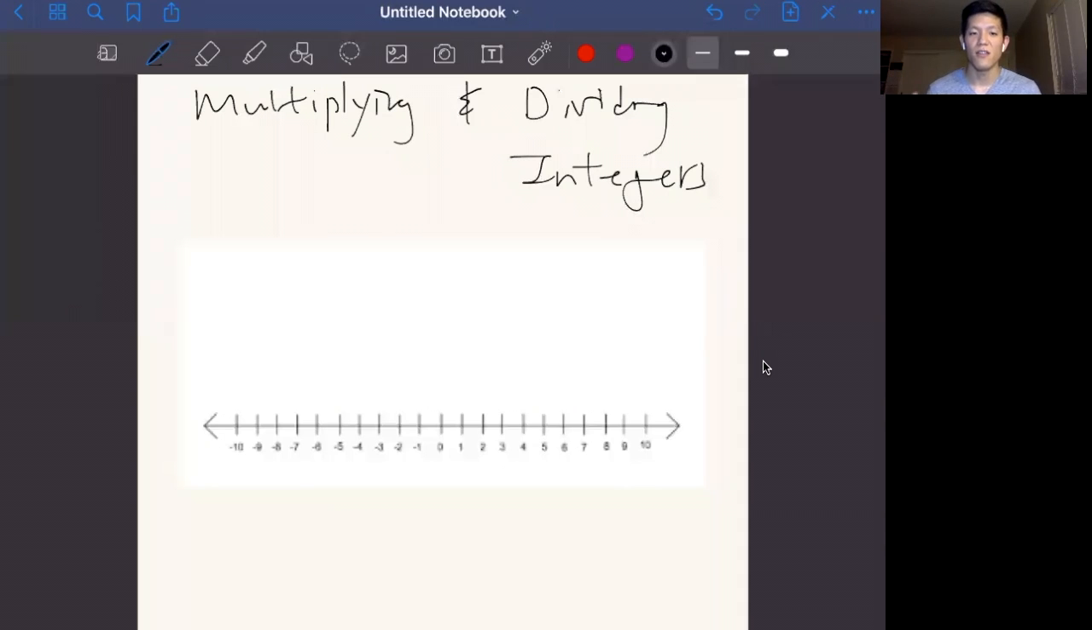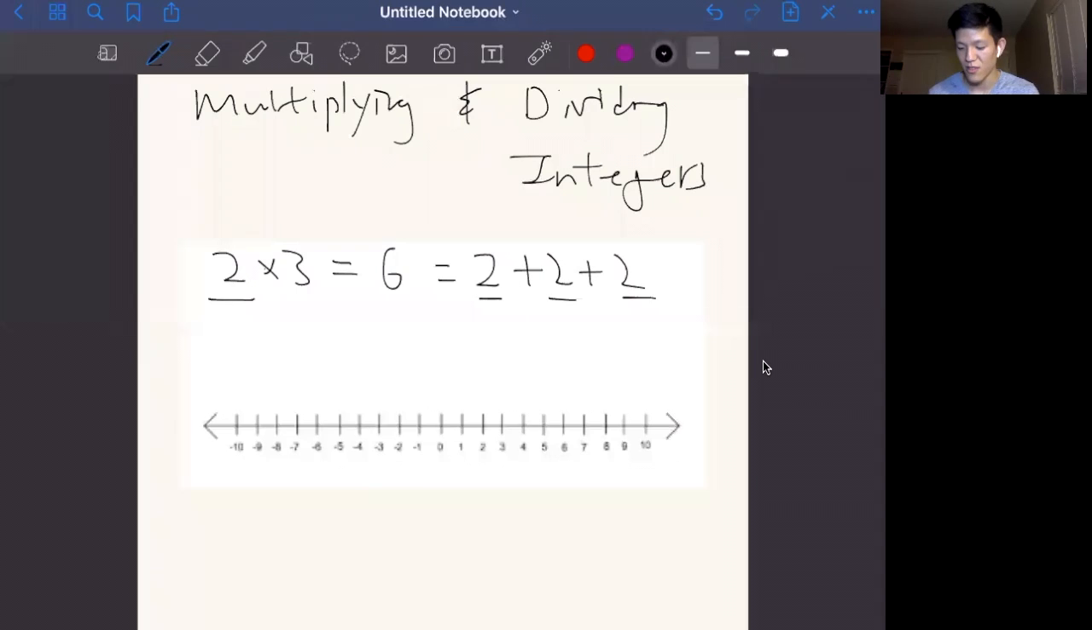Multiplying and dividing integers. Let's first look at multiplying integers. If we have an easy example, 2 times 3, well, we know that's equal to 6, right? And we understand that in the past, we learned it as 2 plus 2 plus 2, right? You do have 2, and you multiply by 3, meaning you add this number 3 times. And that gives you 6.